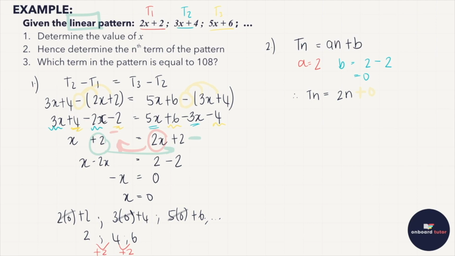And then finally they say which term in this pattern will be equal to 108. So again, I can apply this formula that I've just worked out, Tn is equal to 2n, and say, well, what will n be when 2n is equal to 108? And that's an equation for me to solve. I'm going to divide both sides by 2, and I'll be left with n is equal to 54.